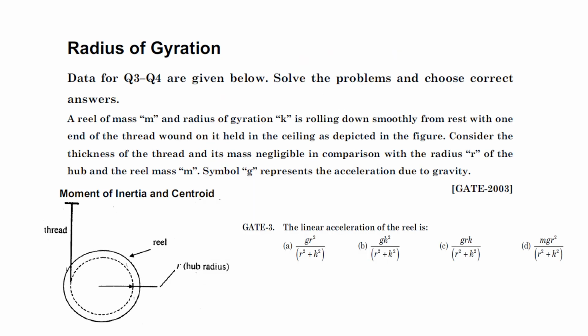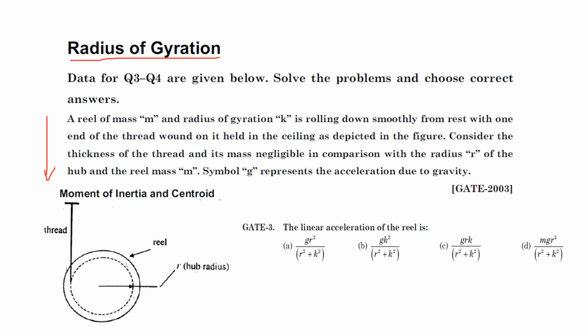Okay, next question, radius of gyration. This question already came in the GATE exam 2003. This is actually a common data problem. Nowadays this type of question is not coming, but earlier they were asking linked type questions and common data questions. There will be two problems, and for both we have to use this common data.